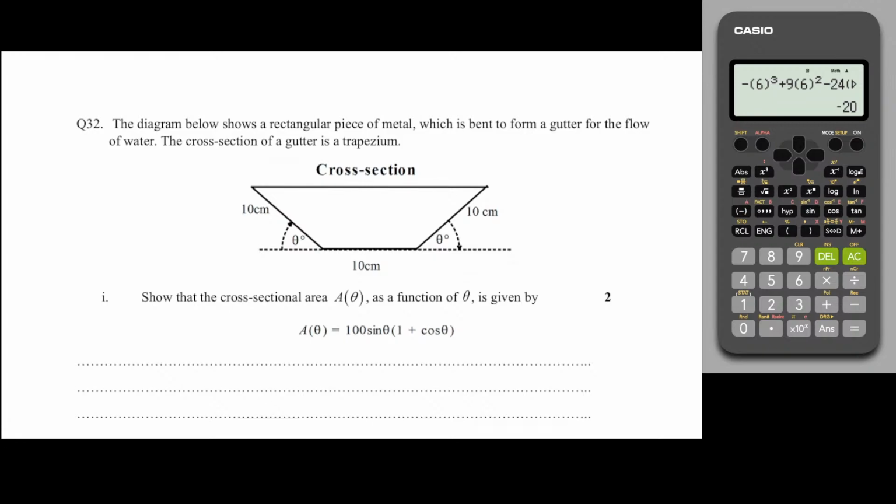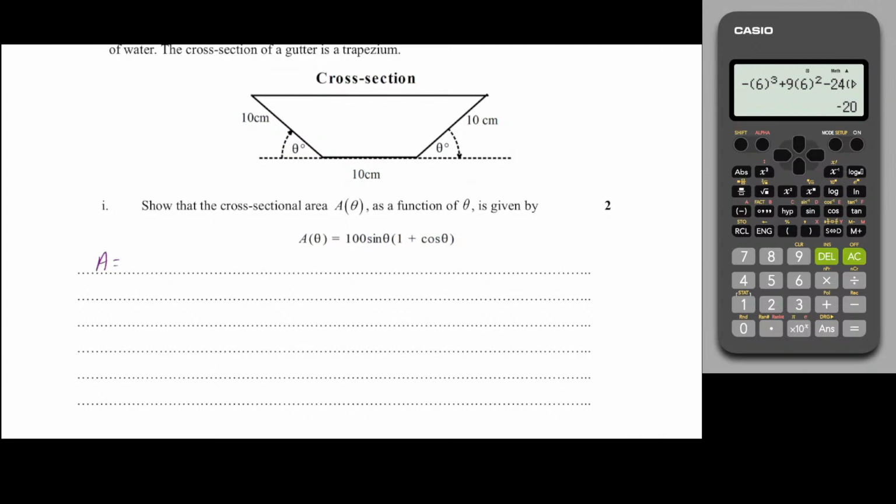Well, it's an area of a trapezium, so let's work out the area of the trapezium. We're looking for the cross-sectional area. So it's h over 2 times (a plus b). We know this length here is our a length. This is our b length along here. And this is our height in the middle.